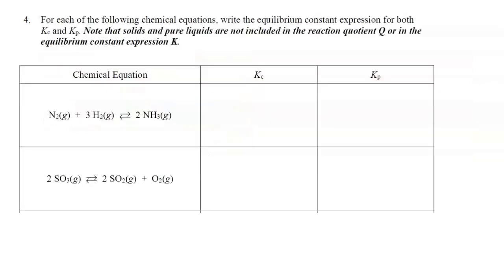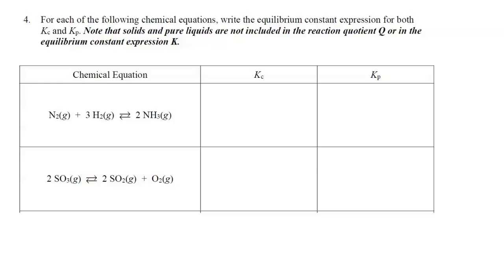All right, this is question 4 of the packet. The instructions are the following. For each of the following chemical equations, write the equilibrium constant expression for both Kc and Kp. Note that solids and pure liquids are not included in the reaction quotient or in the equilibrium constant expression K.